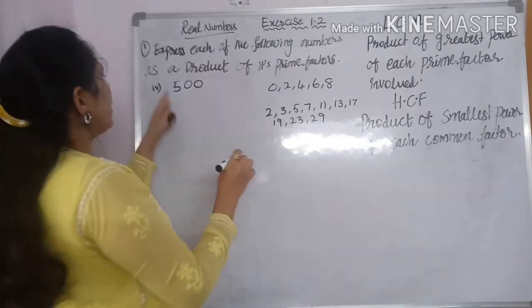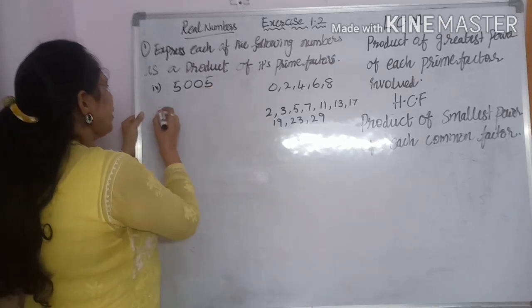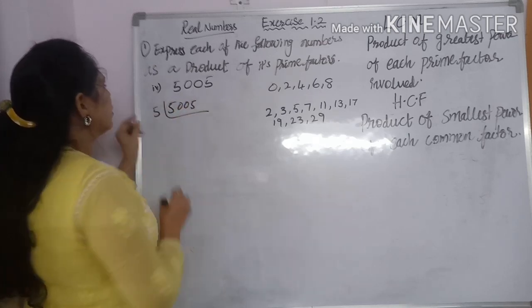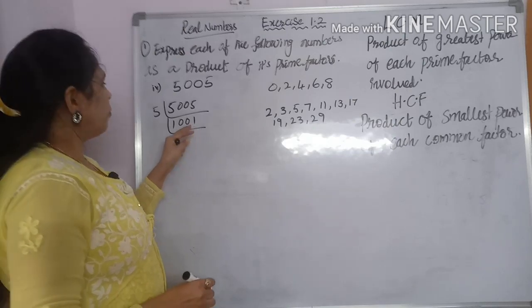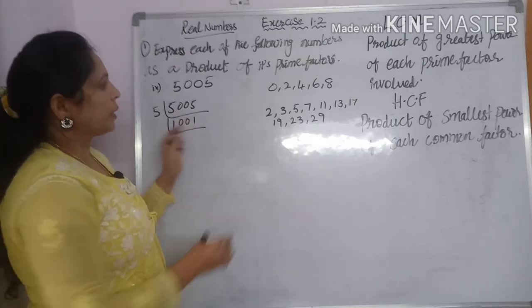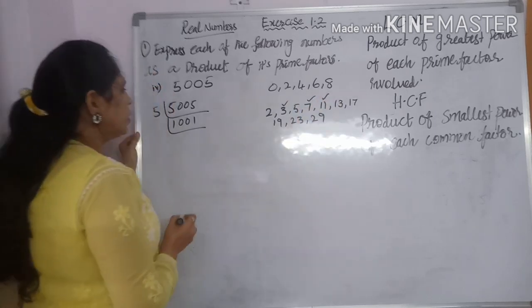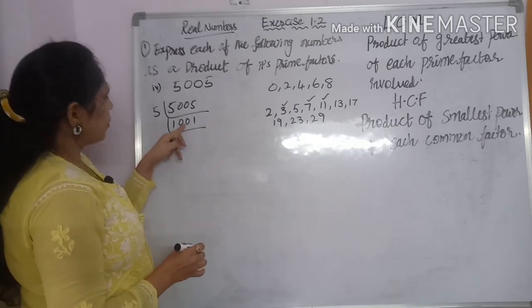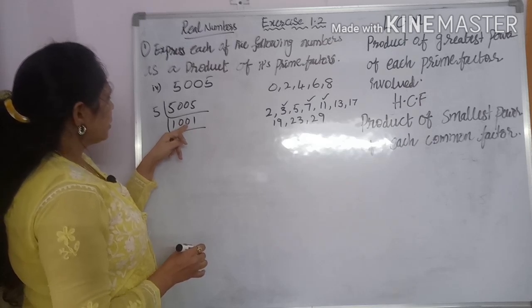Fourth one, 5005. Here in the unit place we have 5 only. So we can go with 5. 5 one time, 0, 0, 5 one time. If you have 1 in the unit place, you can go with 3 or 7 or 11. So now check with 3. 3 3's are 9. 1 is remainder.